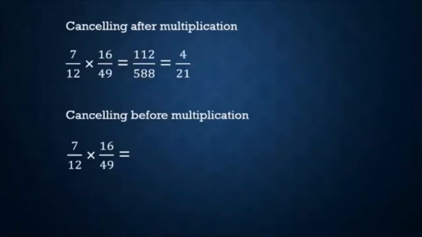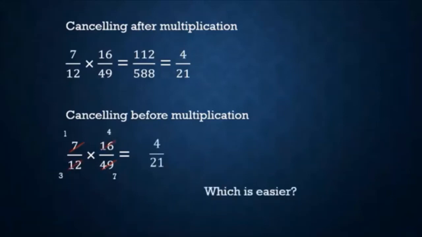Another example for cancelling after multiplication is, for example, 7 by 12 into 16 by 49. It is equal to 112 by 588. Then we have to find the HCF of 112 and 588, which will take a very long time. And then we will have to divide the number by the HCF, and then we will get the answer, which is 4 by 21. But if we cancel before multiplication, for example, 7 by 12 into 16 by 49, we'll get 1 by 3 into 4 by 7, which is equal to 4 by 21.